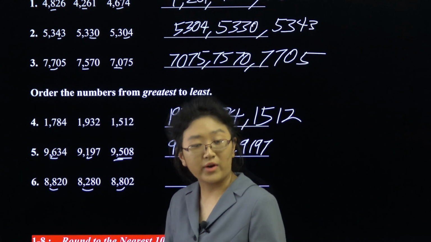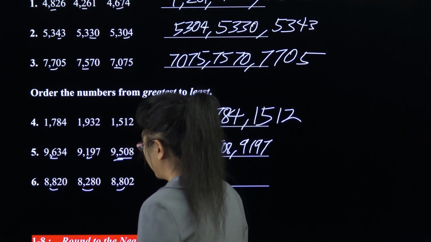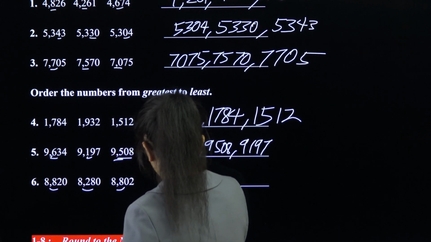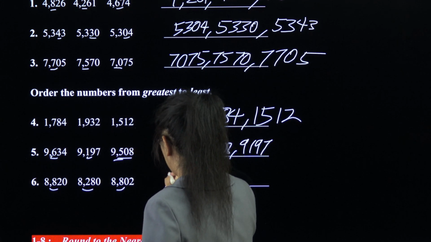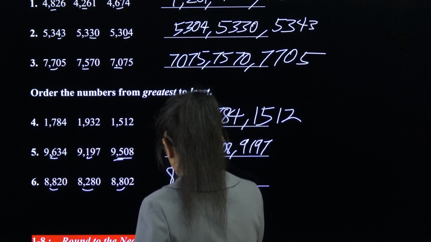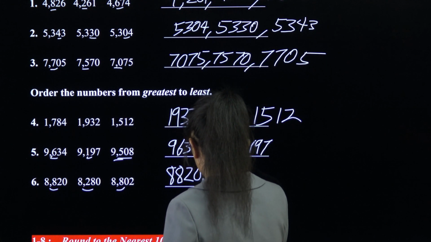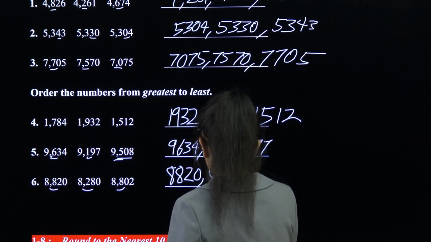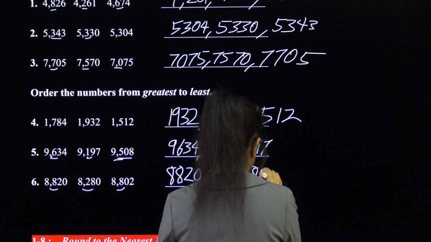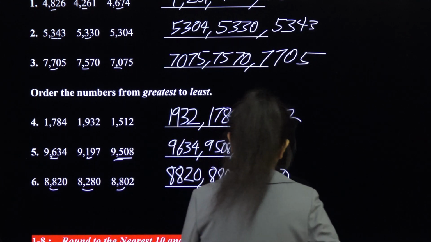Well, we move on to the tens place. And we see 2 and 0. 2 is bigger than 0. So the number with the 800s and the 2 tens is the greatest. And then it's the 800s with the 0 tens. And the one with the 200 is the least.